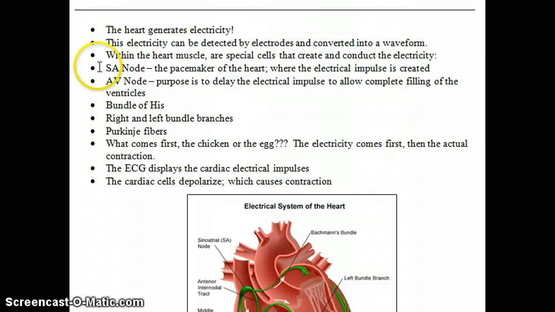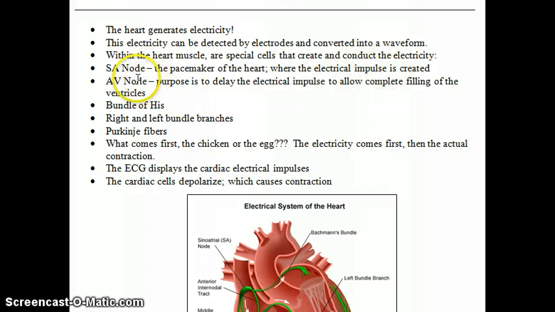Okay, so within the heart muscle, there are special cells that create that electricity and conduct the electricity. So the first clump of specialized cells is called the SA node, and that is considered the pacemaker of the heart. The natural pacemaker of the heart is the SA node. So the SA node, again, is just a clump of cells that is located within the right atrium of the heart, and that is the structure that actually creates the electrical impulse.